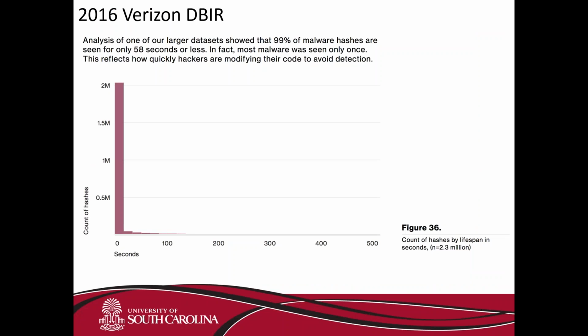Another interesting one here, and I think this is one of my personal pet peeves. So what you see here is some research that they did last year in the 2016 Verizon report, and it shows that 99% of all of the malware hashes that were seen in this data set were only observed for 58 seconds or less. Why is that important?